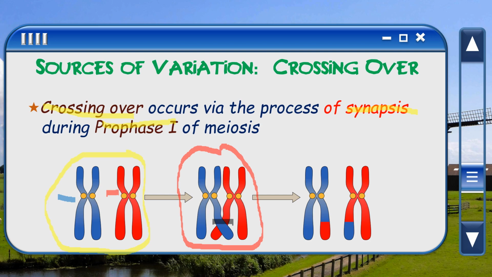Now at the end, you will see that they have separated. This one has taken part of the other one, and the other one has taken another part of this one. That is what we are calling crossing over, and it is going to bring about variation.